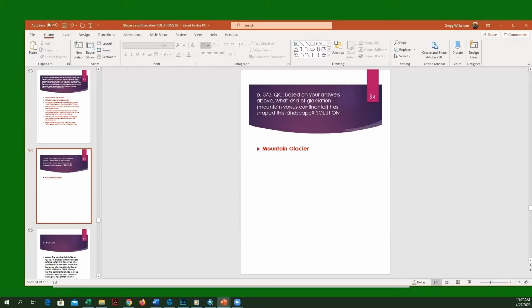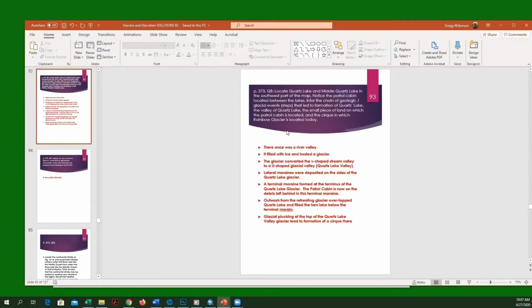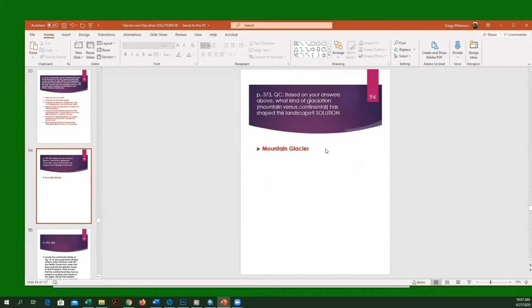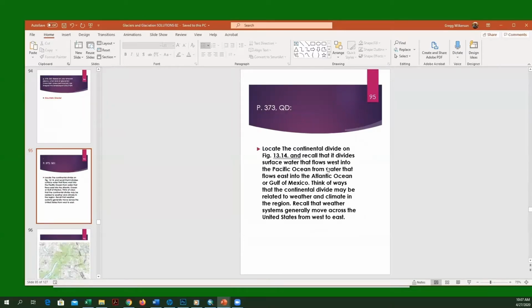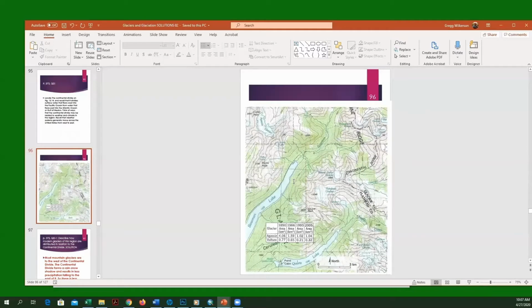Question C is based on your answers for this. What kind of glacier is it? Well, it's a mountain glacier. Then we have a question about the Continental Divide, and recall that it divides water going into the Pacific Ocean from water going into the Gulf of Mexico. Well, here it is on our little map. It says right there, Continental Divide.